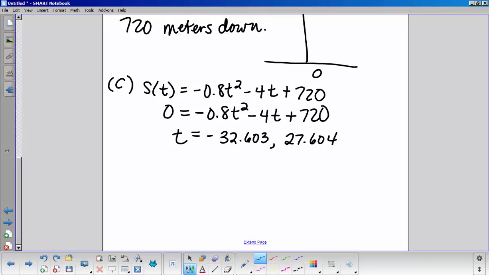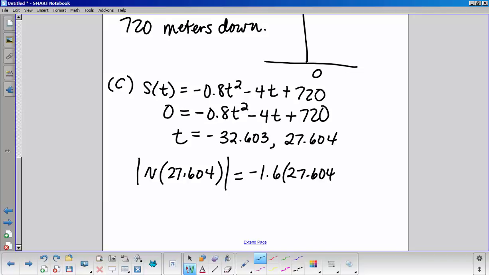All right, so we're going to choose the positive one because we're not going to talk about the time 32 seconds before. Okay, so that's the time it hits the ground. I want to know its speed, which is the absolute value of velocity. I want that 27.604. So what's my velocity equation? It's the derivative of this, which would be negative 1.6t, which is 27.604 minus 4, right? Because if I take the derivative of that, I'm going to get a minus 4. All right, so I can't do that in my head.